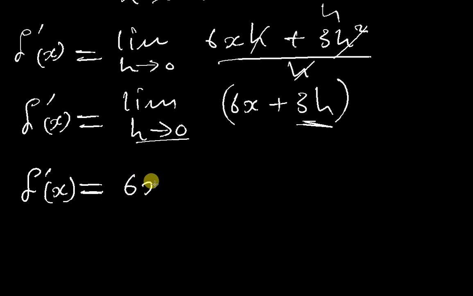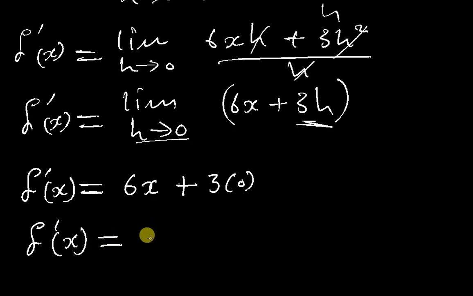6x then plus 3 times 0 there. So our f prime of x will simply be equal to 6x, because 3 times 0 will give us 0. So our f prime of x, which is just the derivative of f of x, will just remain as 6x.